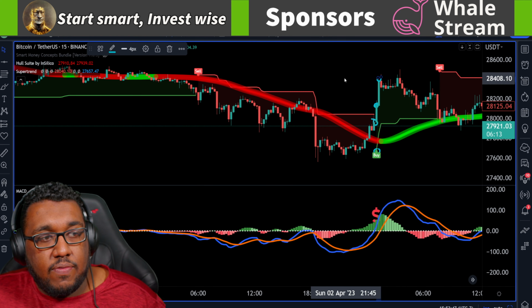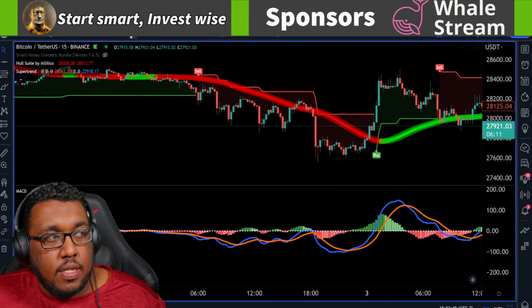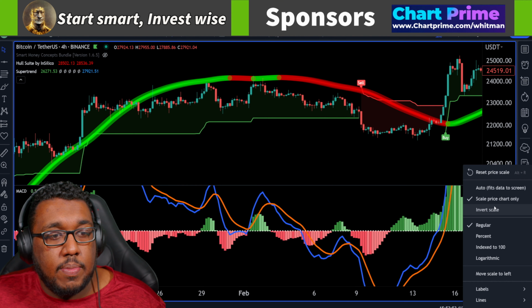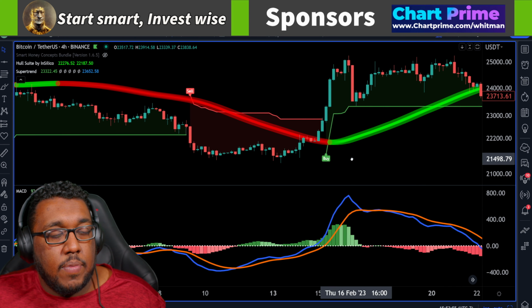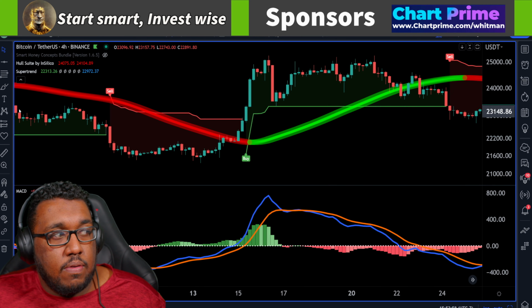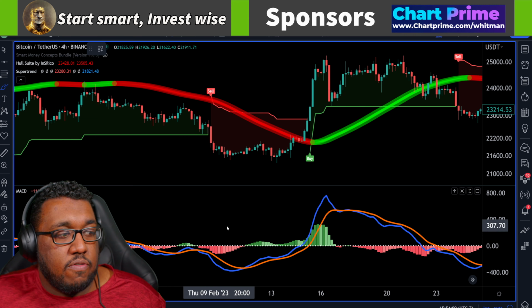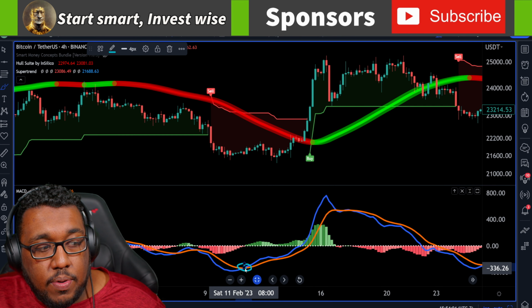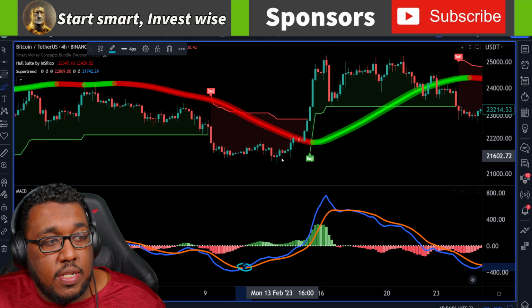Now, if I was to get rid of everything else, let's go over here to a 4-hour chart example, a little bit something better for the everything else. Let me go over here to AutoFits data. All right, and now you guys can see what's going on here. You can see we had a crossover on the MACD way over here. That was back on February 11th of 2023.